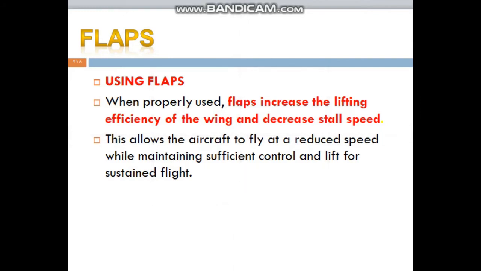Today we will talk about two flight controls, and they are classified as secondary flight controls. The first flight control we will talk about is the flap. We will talk about the function of the flap, the location of the flaps, and the type of the flaps. And also we will talk about the leading edge devices, and they are slot and slat. And we will talk about the function of them and the location of them.